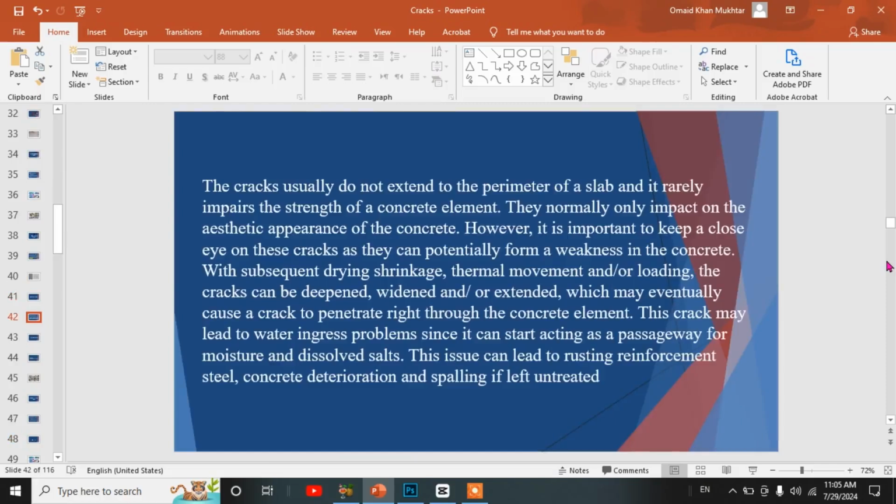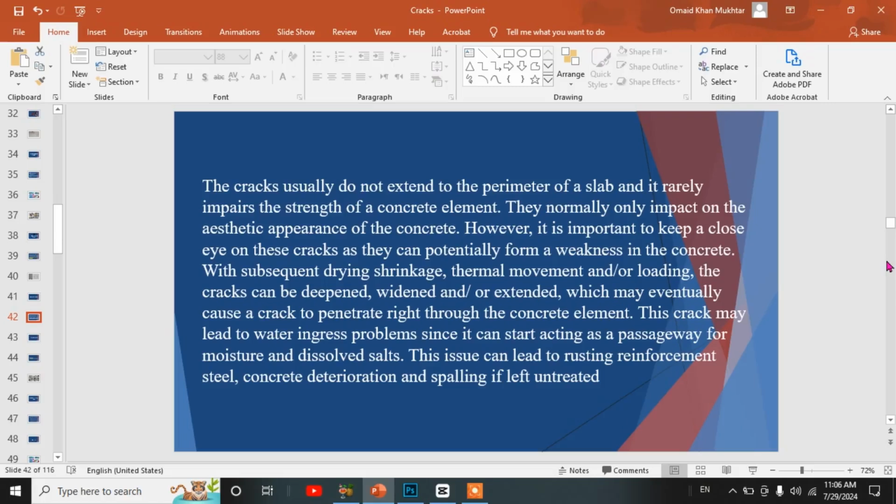Impact of these cracks. The cracks usually do not extend to the perimeter of a slab, and they rarely impair the strength of a concrete element. They normally only impact the aesthetic appearance of the concrete.